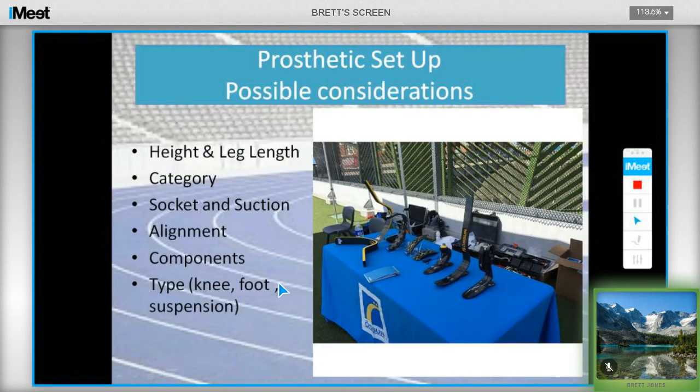So in terms of prosthetic setup, possible considerations that we need to think about are obviously the height and the length of the limb, the category of the foot, the socket and the suction that might be utilised, the alignment, some of the componentry that's used, and the type. You know, we've got a heap of variety of limbs and feet to choose from, and the type of suspension as well. All these things here will impact on some of those mechanical constraints that we talked about earlier.